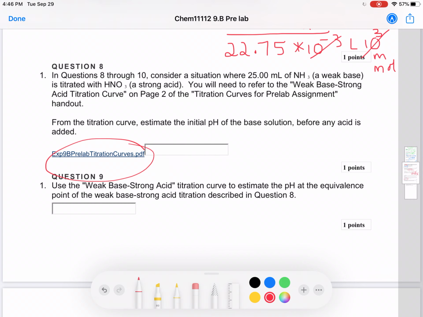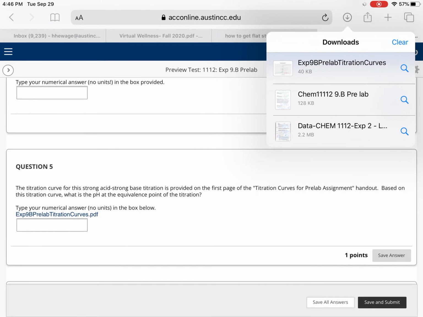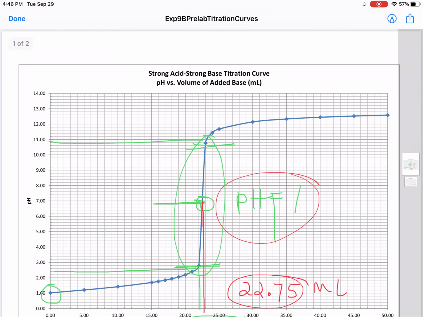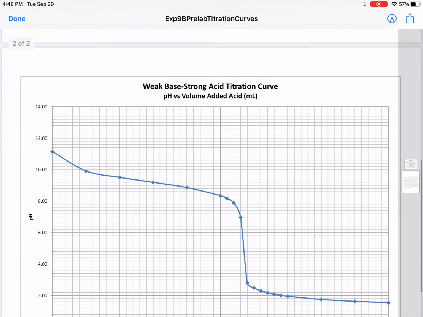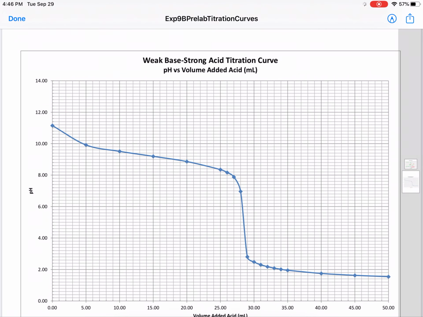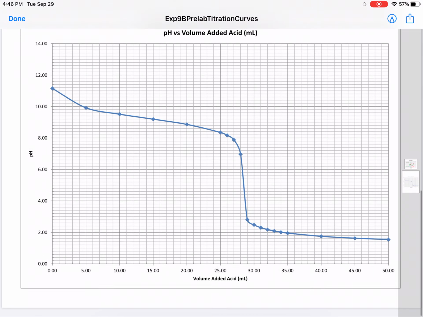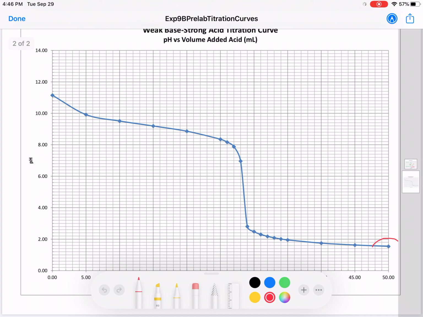Now let's look at the titration curve over here. Okay, so this is a weak acid and strong base titration curve. What is the initial pH? Is it going to be somewhere here, somewhere here, or somewhere here? Which one is the initial pH before we add anything to this one?